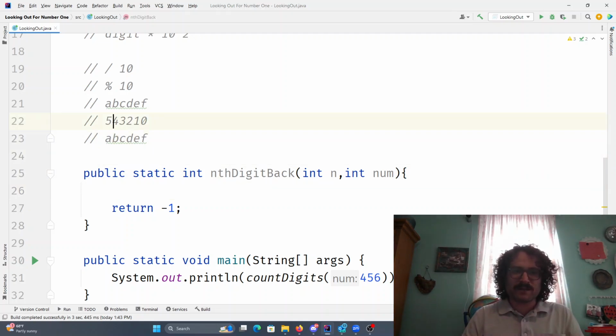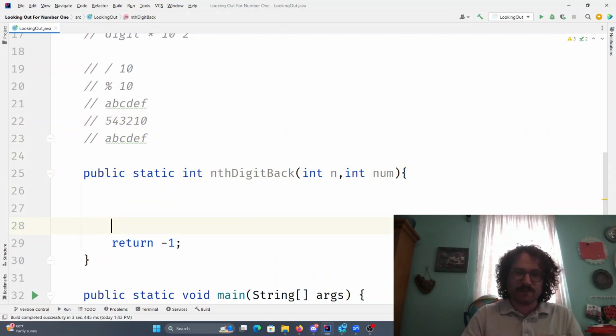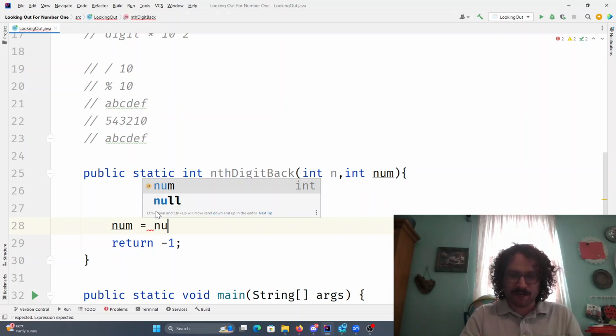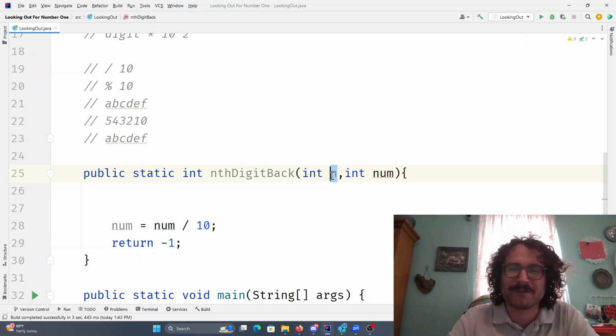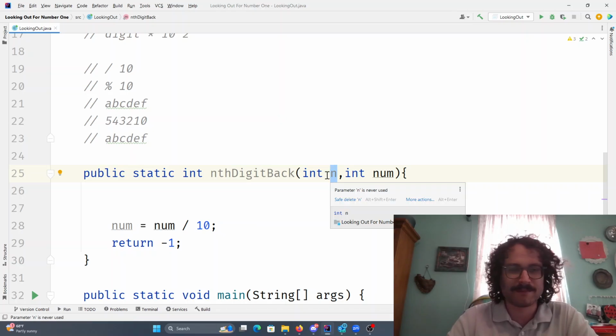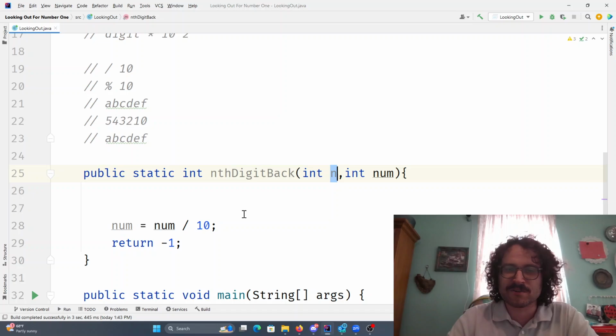So we want to do this operation to remove the last digit, right? Num is equal to num divided by 10. That's what we did above. We want to do this operation, but we need to do it a specific number of times. All right, we want to do this a certain number of times.